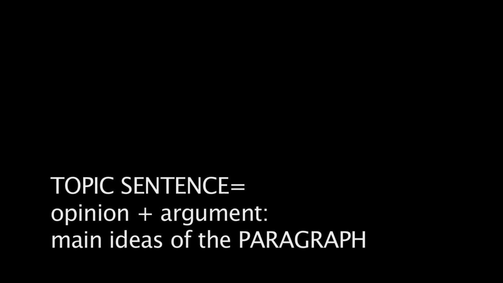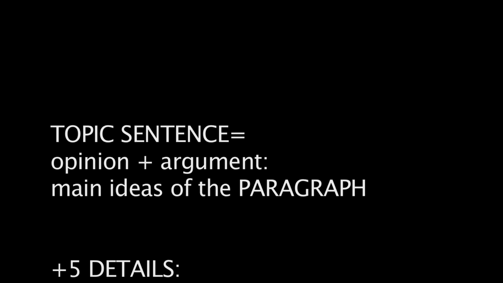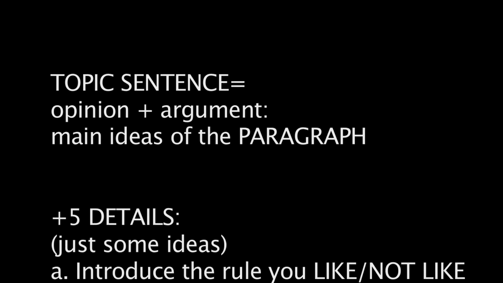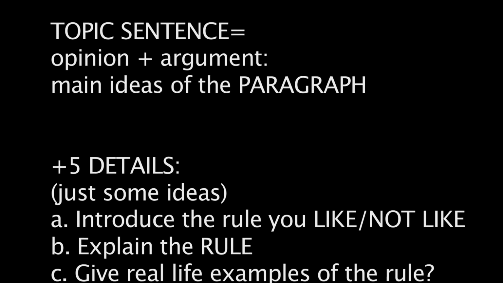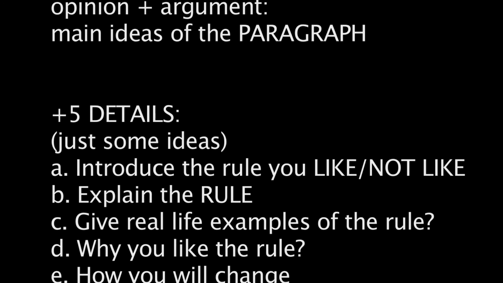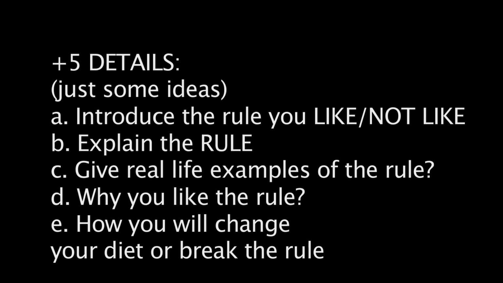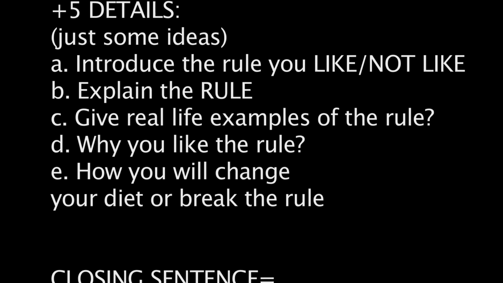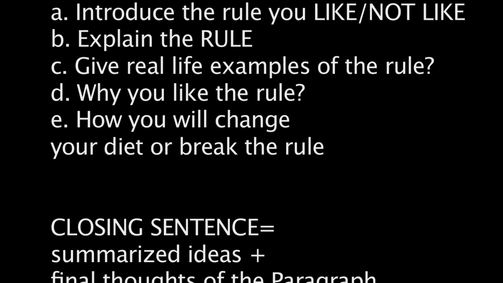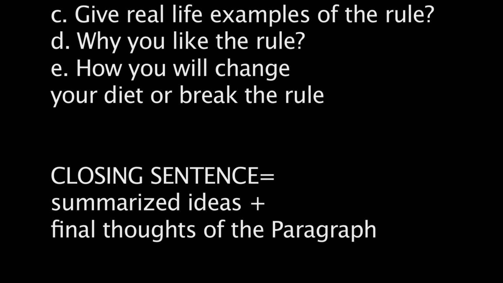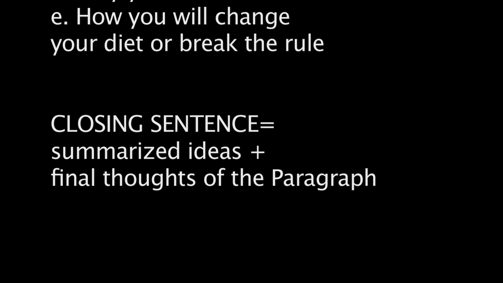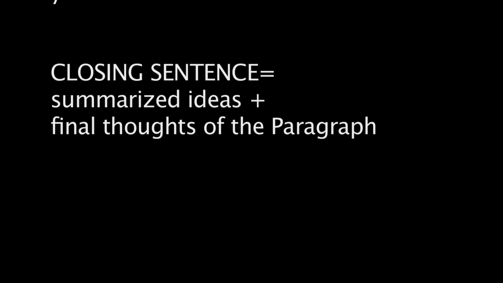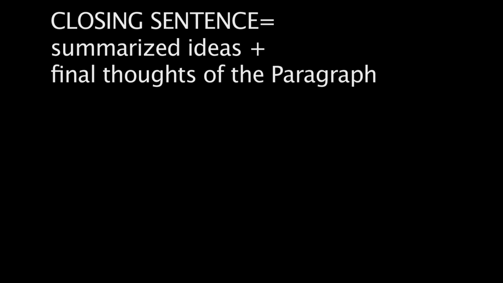Body. Topic sentence equals opinion plus argument, which means main ideas of the paragraph. 5 or more details. These are just some ideas for guidance purposes only. A. Introduce the rule you like or do not like. B. Explain the rule. C. Give real-life examples of the rule. D. Why you like the rule. E. How you will change your diet or break the rule. Closing sentence equals summarized ideas plus final thoughts of the paragraph.